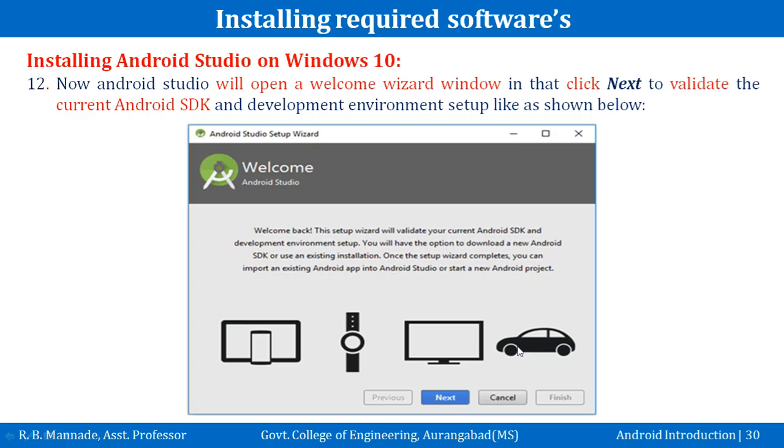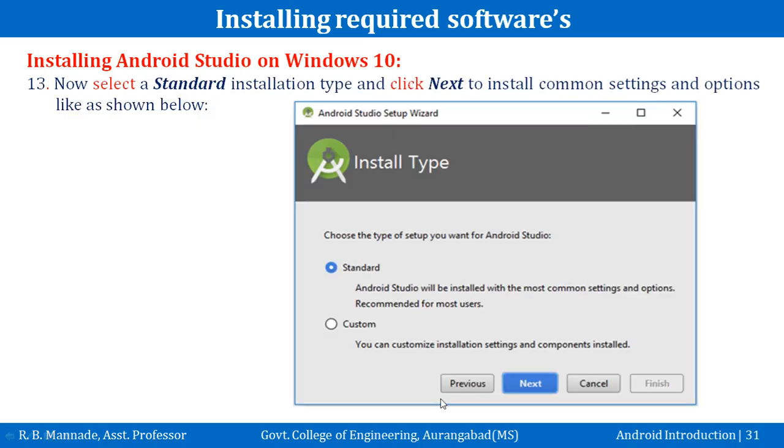These four icons indicate the categories for which you can develop your Android application. This one is for mobile phone or tablet. This is for Android Wear, meaning Android watches that can be worn on your wrist. This is for desktop application development, and this is for Android Auto, meaning applications that run on the smart screen of your vehicle. Then from this wizard window, click on the Next button.